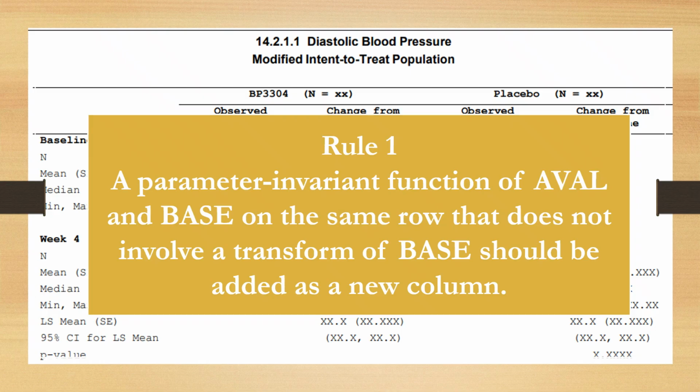So in this way, you can correlate with the example and understand what Rule 1 says: whenever we want to create a parameter invariant function of AVAL as well as BASE for the same row or record, where it does not involve any change in base value, then that information should be captured as a new column as per Rule 1.